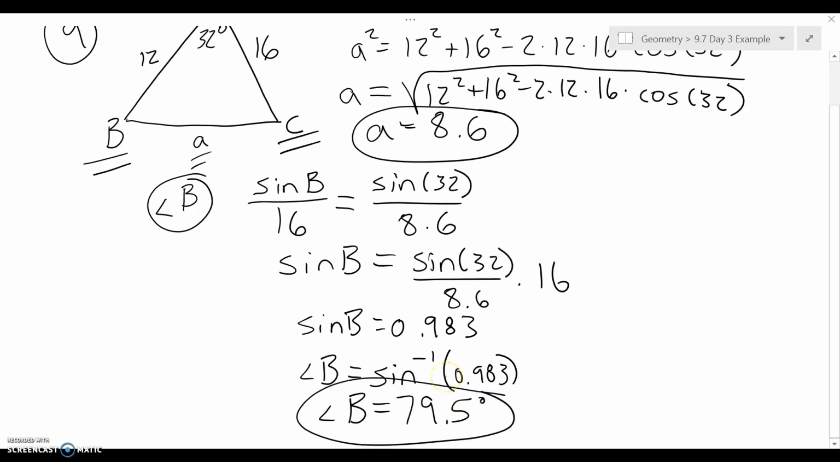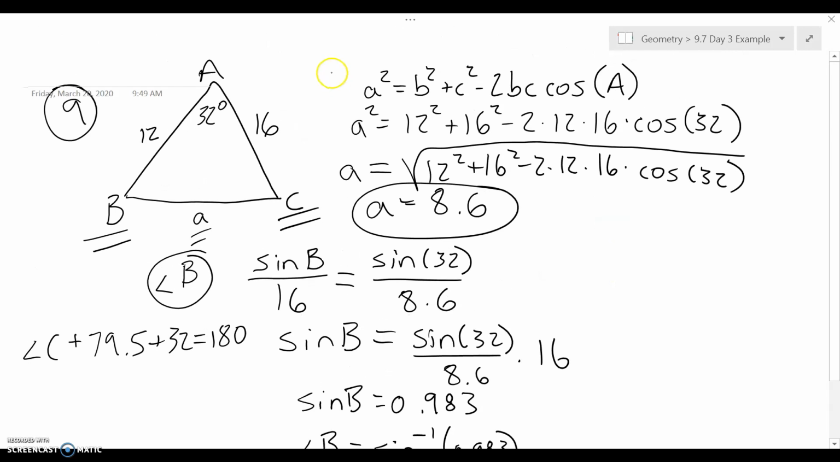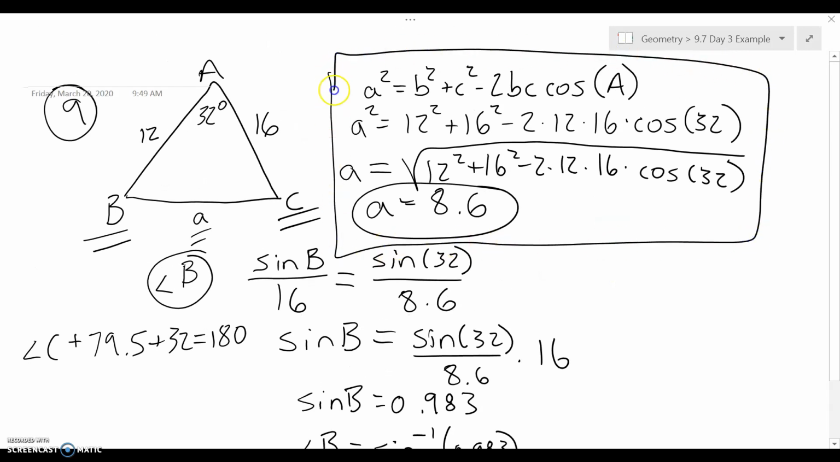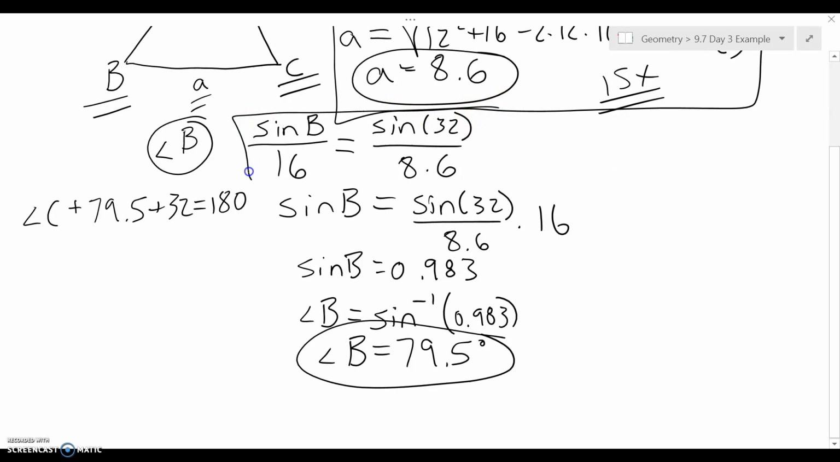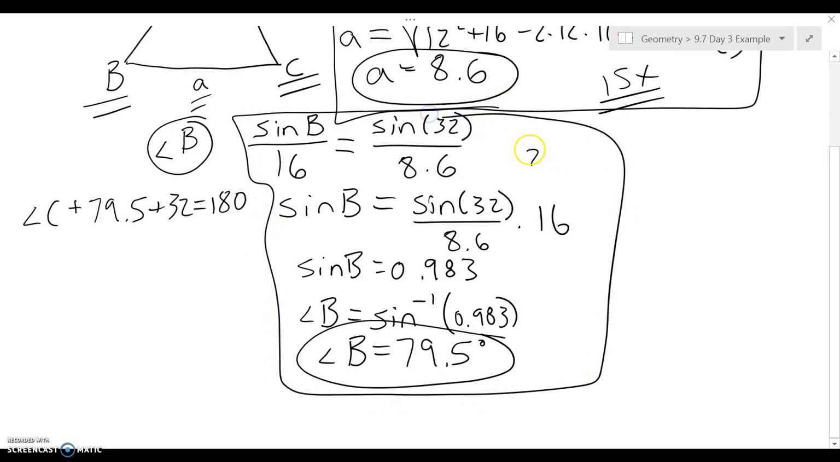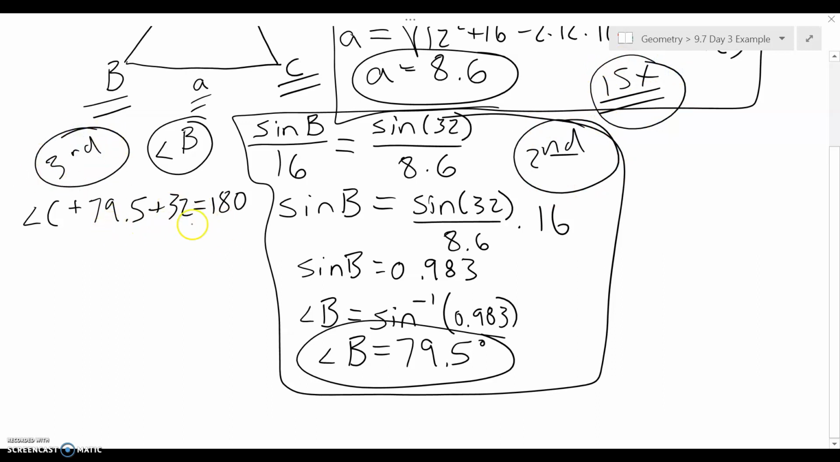And once we've got that, we already know 32. So to get angle C, we're going to say, well, take angle C, add 79.5, add 32, and those three things need to be 180. So again, let's kind of box this off. We use law of cosines first. Then we used law of sines second. And then third, after those two, our last thing we're going to do is we're just going to add to 180.